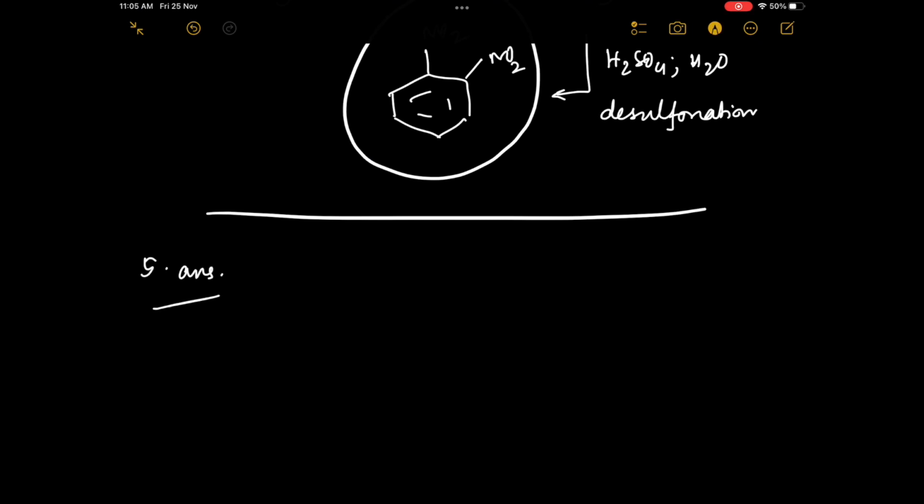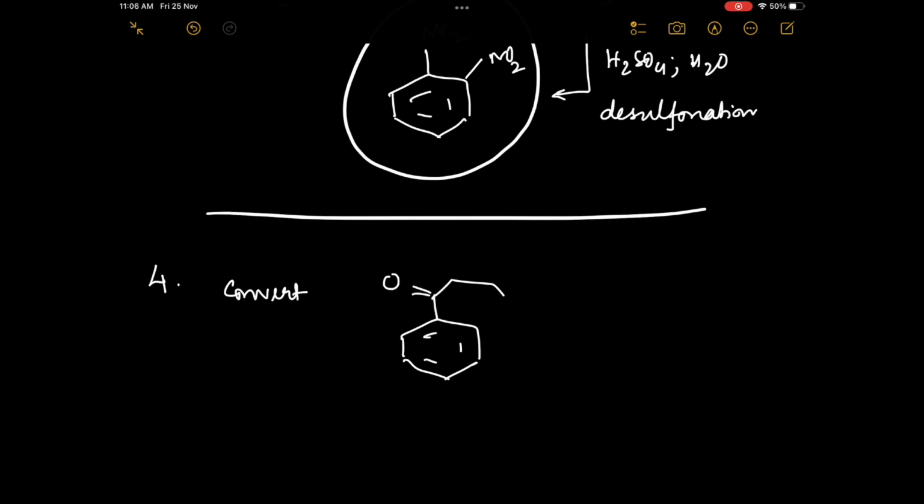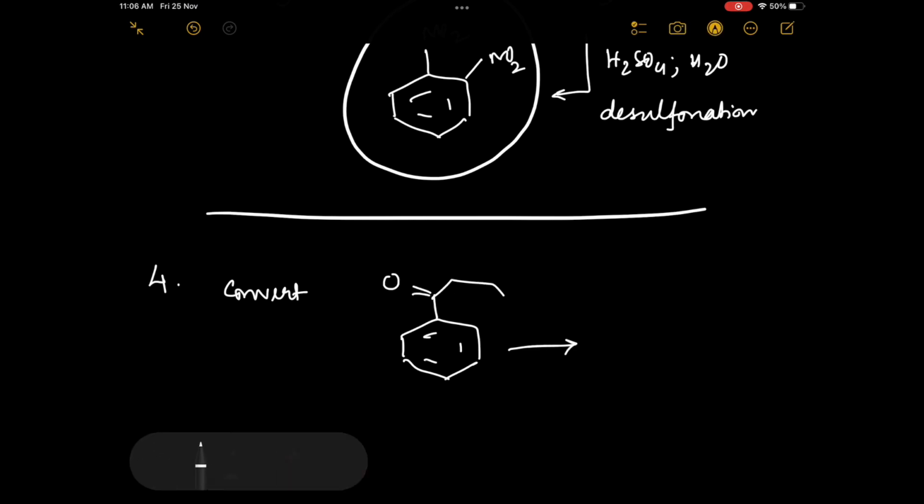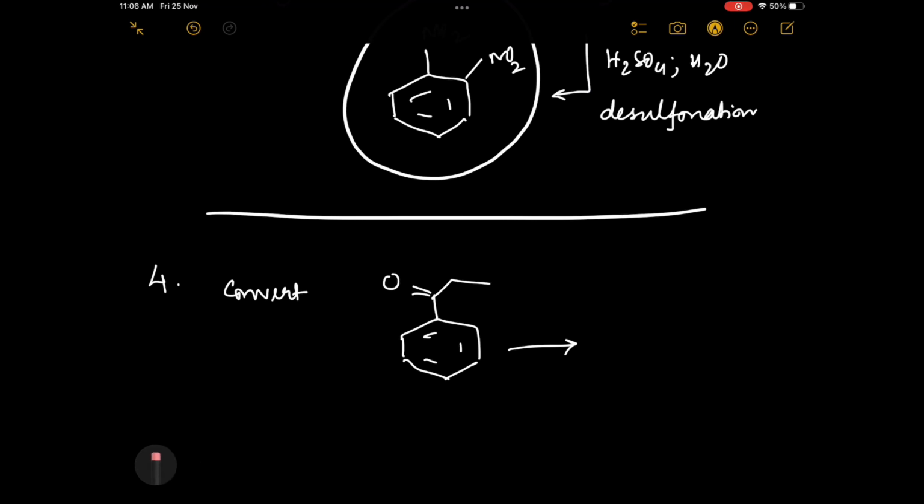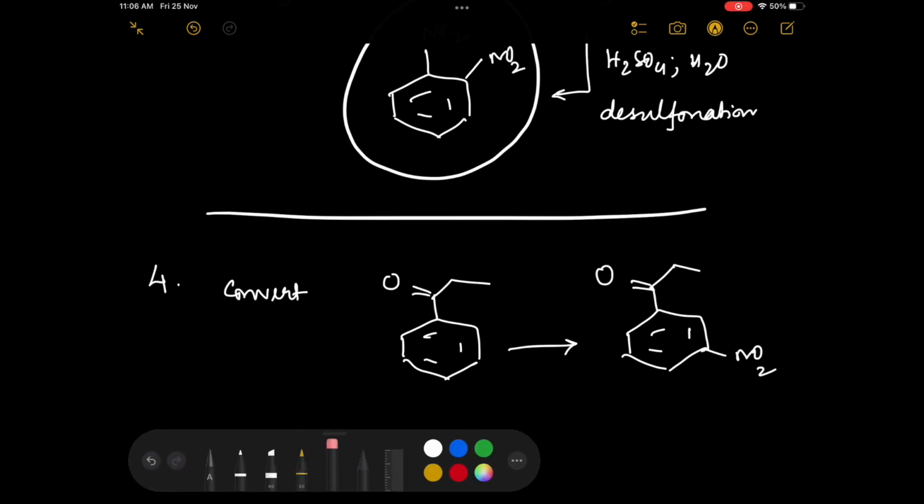Okay, so we are going into the fourth question. Let us check the question first. In the fourth question, there is another conversion taking place, where we have been given a benzene ring with an acyl functional moiety over the benzene ring, and this we have to convert into the meta-nitro derivative of the corresponding alkyl.